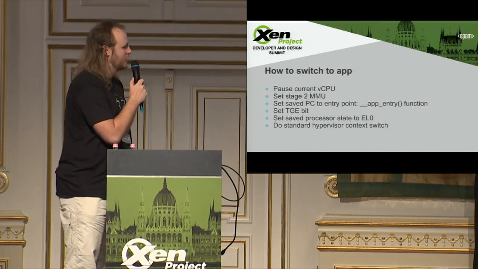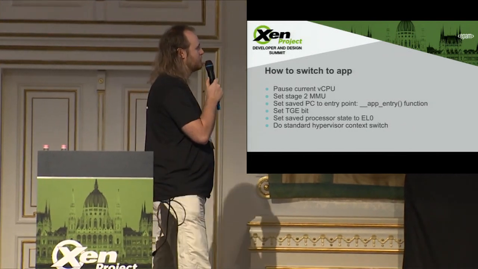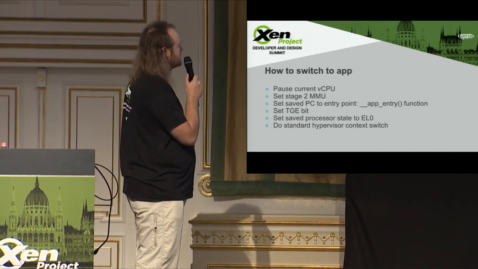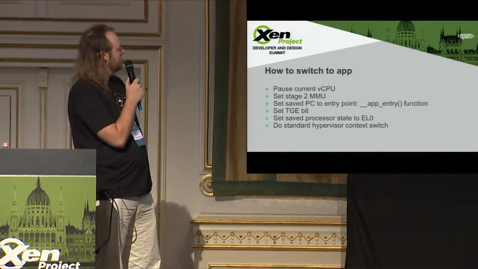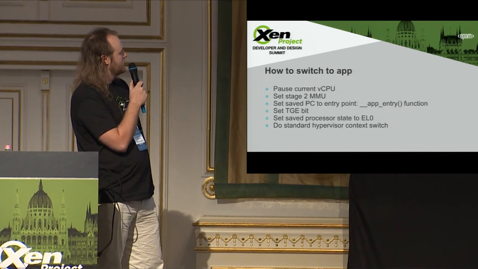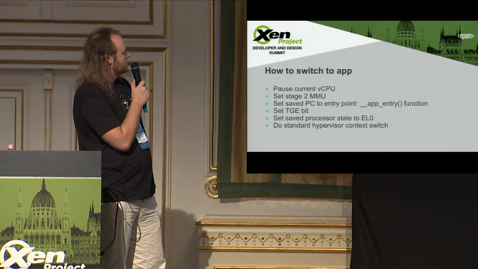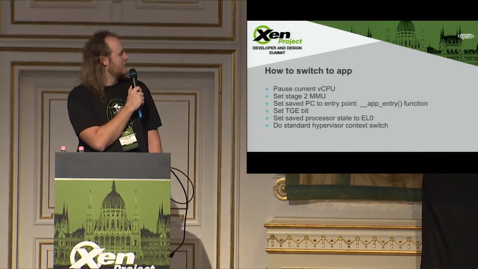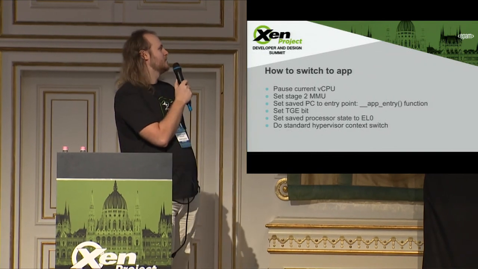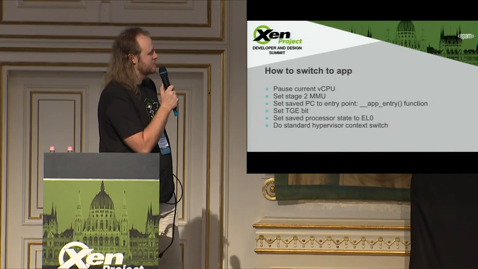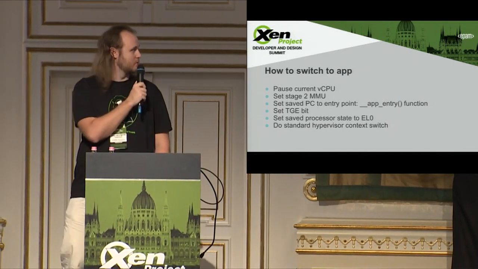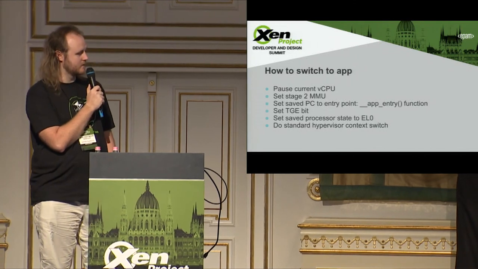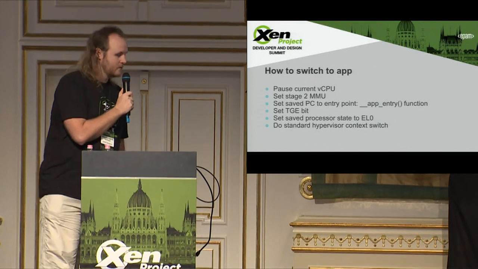So how do I switch to the application and back? To do this, I need to pause the current vCPU that caused the trouble. Then I configure the MMU to create an address space for my application. Then I use the vCPU structure to set the saved program counter to point at the entry point of the application. I enable the TGE bit. I change the processor state to EL0, which is the lowest privileged level. And then I do a standard context switch to go into my application. And now the CPU is running in EL0 state and executes this application.